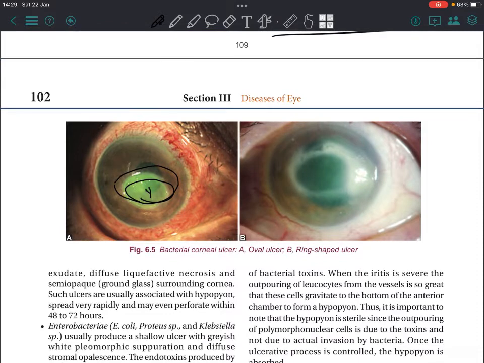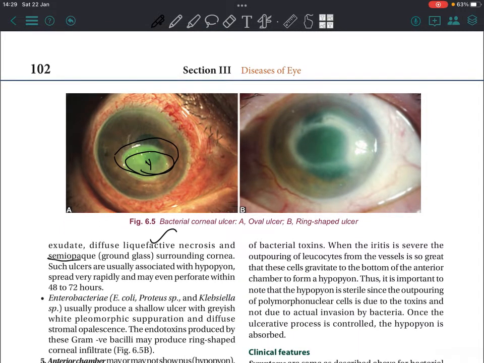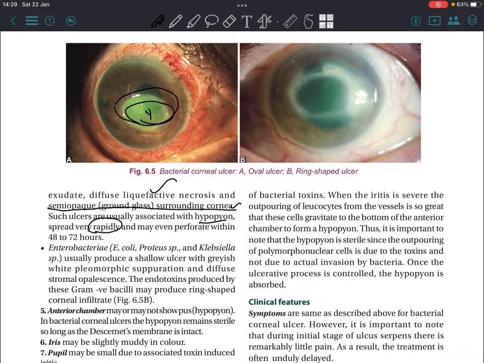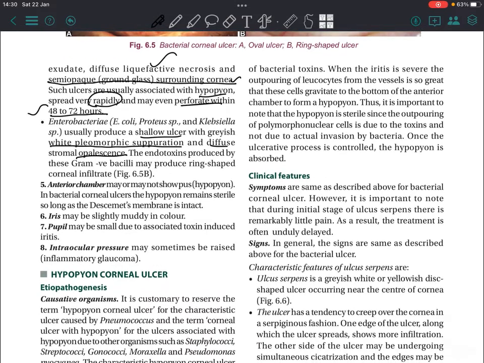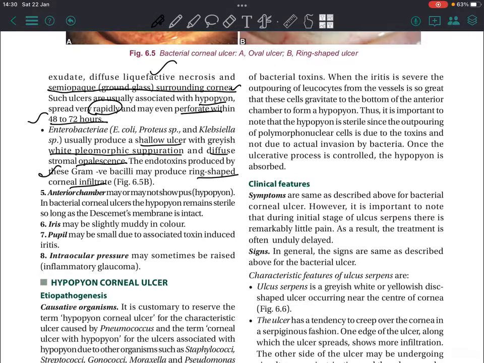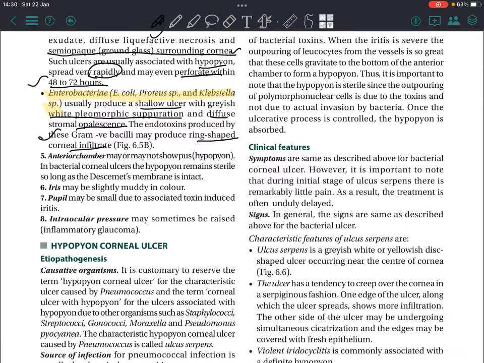With thick greenish mucopurulent exudate, diffuse liquefied necrosis and semi-opaque ground glass surrounding cornea. Such ulcers are usually associated with hypopyon. They spread very rapidly and may even perforate within 48 to 72 hours. Enterobacteriaceae usually produce a shallow ulcer with greyish white pleomorphic suppuration and diffuse stromal opalescence. The endotoxin produced by these gram-negative bacilli may produce a ring-shaped corneal infiltrate.